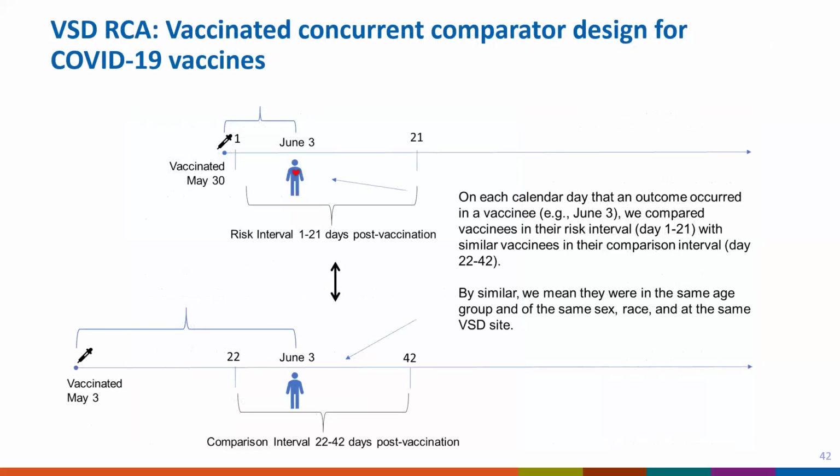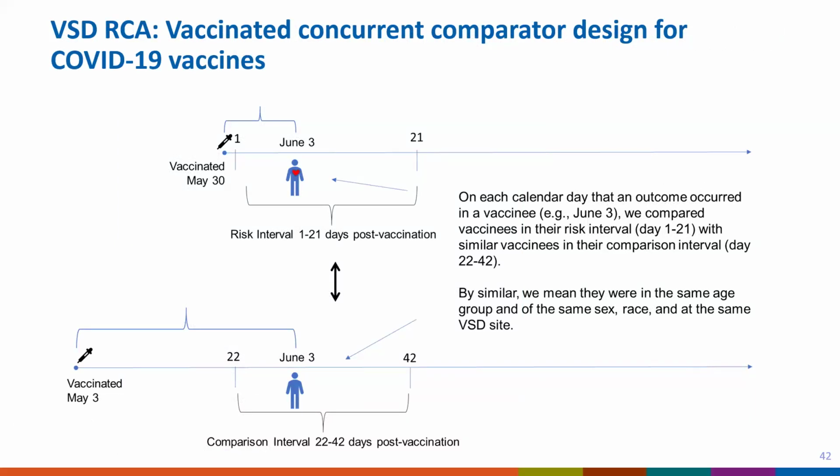We used a fairly complicated design for this. It was a hybrid self-controlled risk interval. And so for the vaccinees, we looked at outcomes occurring in a 20-day risk window following vaccination. And then the comparison window was days 22 to 42 in vaccinees who were matched or anchored by age, sex, race, ethnicity, and VSD site.